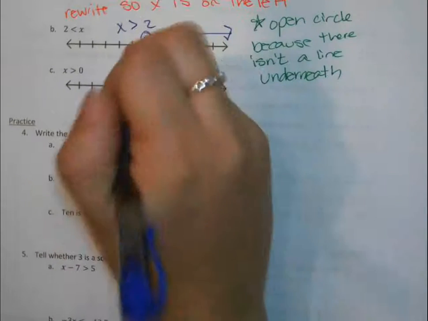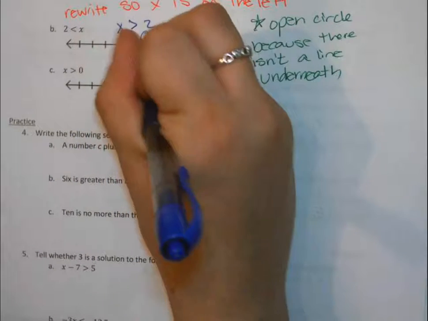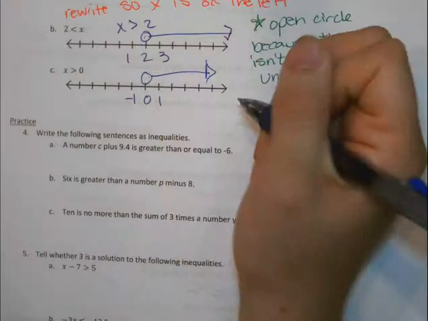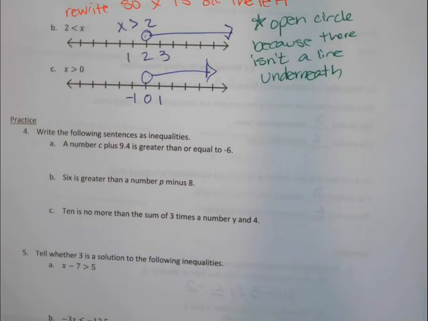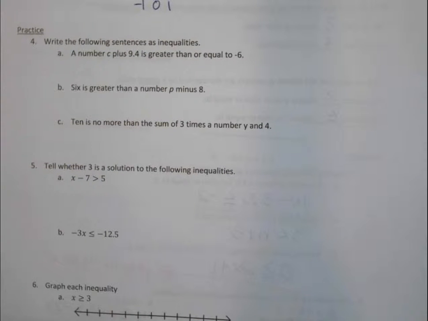Same thing with C. I'm just going to go ahead and graph it. So I have negative 1, 0, 1. If it's an open circle, no line underneath. Goes right because the symbol goes right. Okay. What I want you guys to do is take a few minutes, pause the video and work on 4 and 5, and then I will move it up and work on 6.